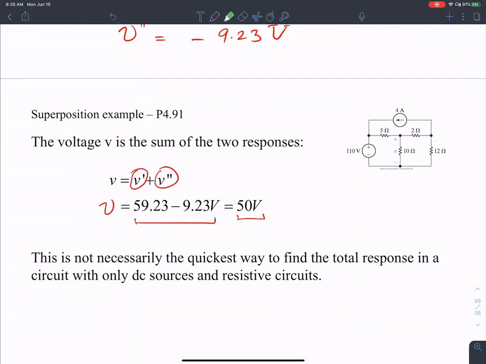Okay, as you can see, this is not the quickest way. If you were to set up voltage equations, you would have seen the answer much sooner. Okay, let's see something in the chat window.